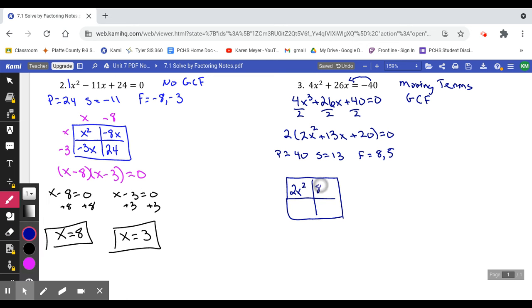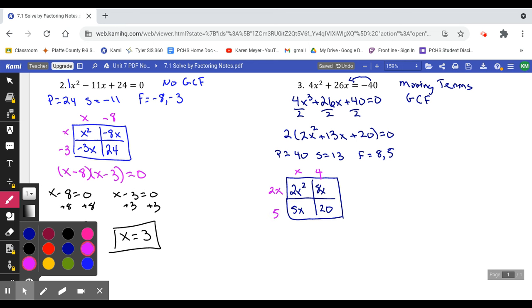And then I'm going to put in 8x and 5x and the last term, which is 20. Okay, so on the outside we'll have x, 2x, 4, and 5. So don't forget we had a GCF, so here's my GCF 2, so keep that. And then x plus 4 and 2x plus 5 equals 0.